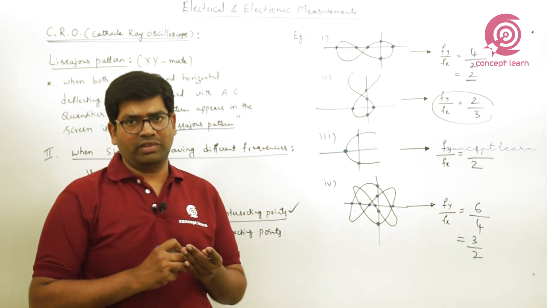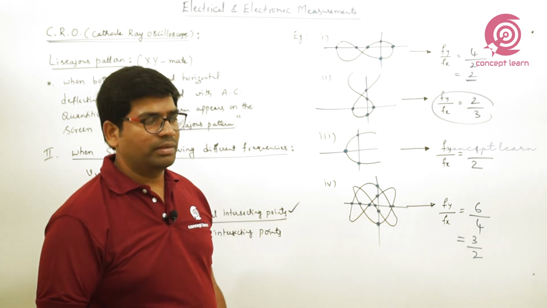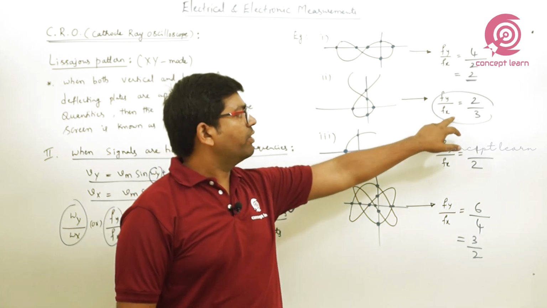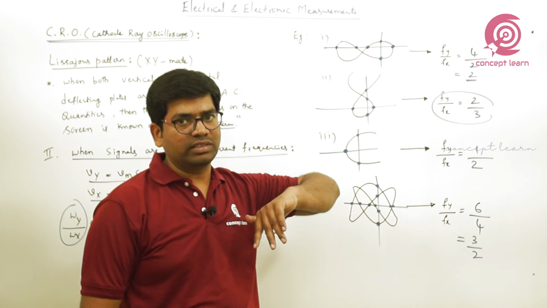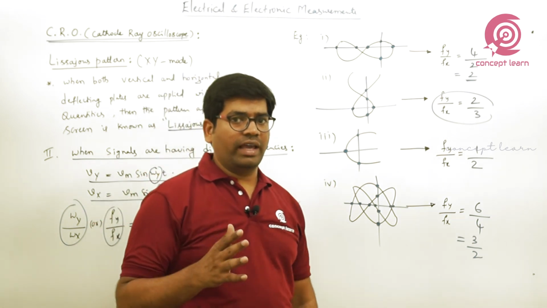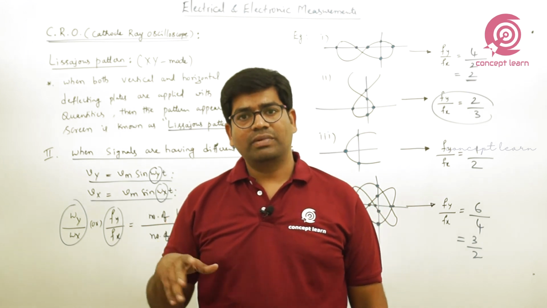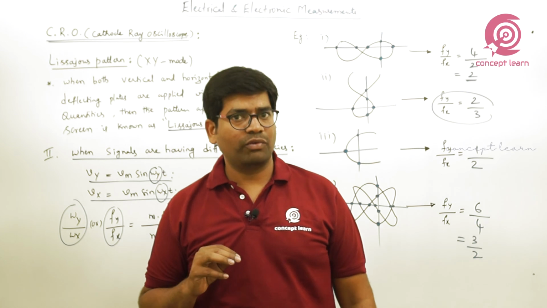So many questions were there. If you look into your GATE and other competitive exams, they will give a pattern and they may even give one frequency, so that you can have a ratio, and from that you can find the other frequency, right? So especially in the GATE exam, chances are from the Lissajous pattern. But for other competitive exams, all the points are important from a CRO point of view.